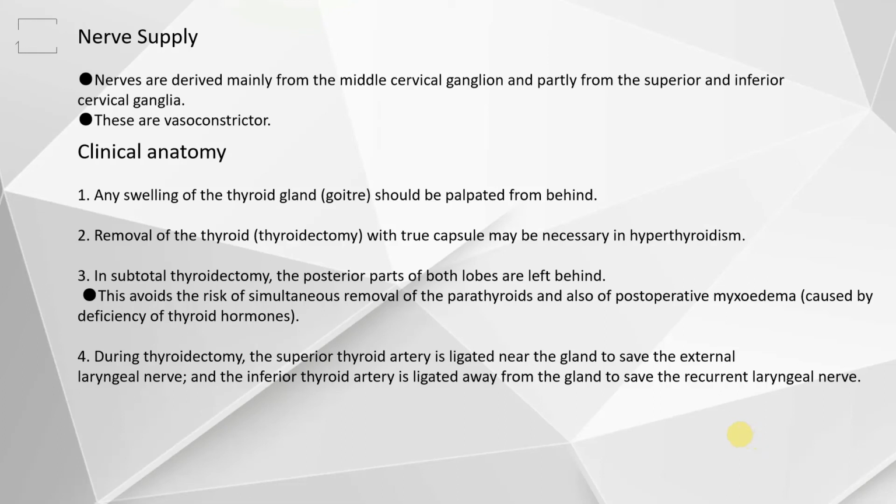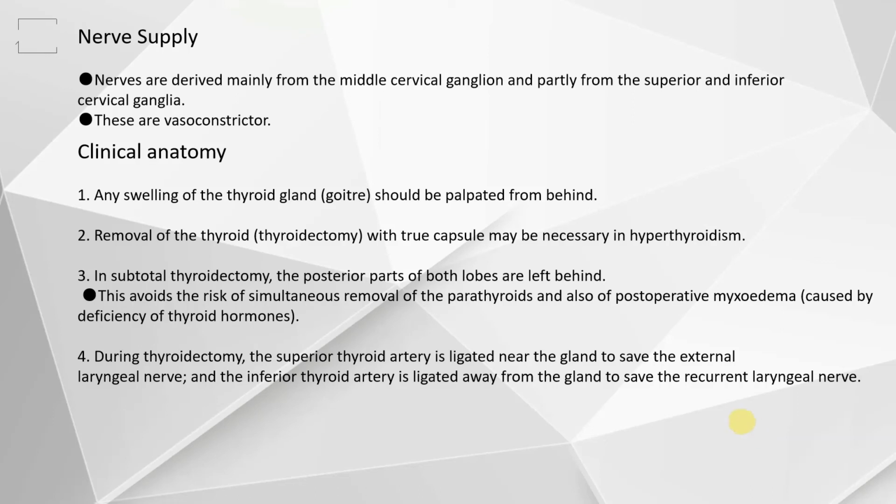Clinical anatomy. Number 1. Any swelling of the thyroid gland is known as goiter. It should be palpated from behind. Number 2. Removal of the thyroid gland is called thyroidectomy. With true capsule may be necessary in hyperthyroidism.